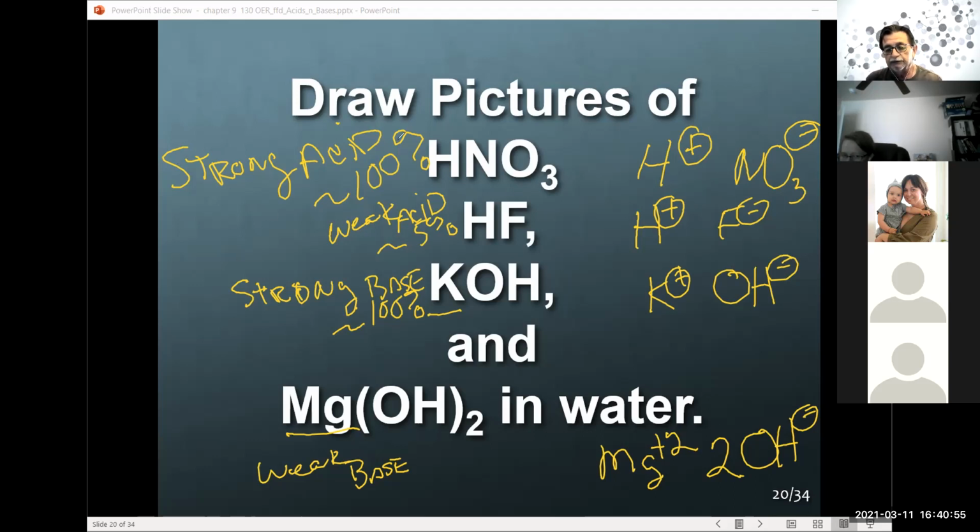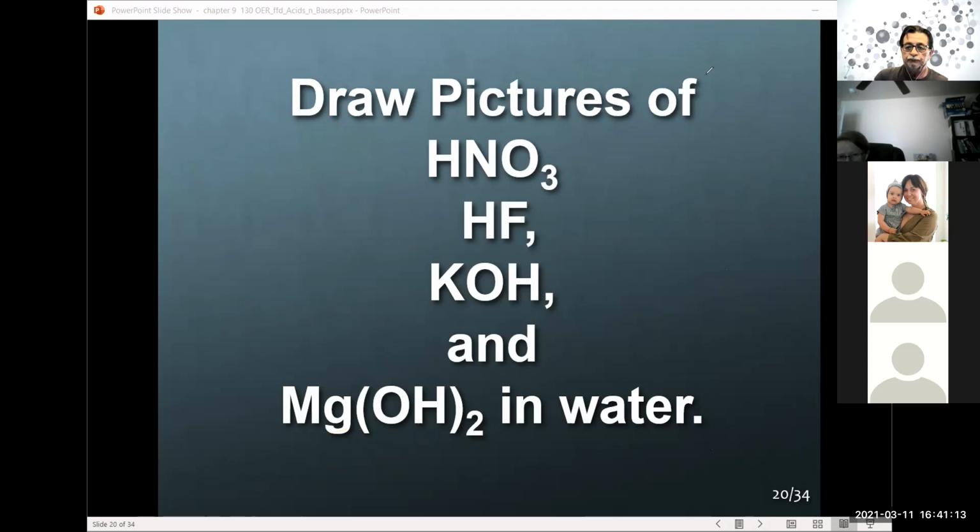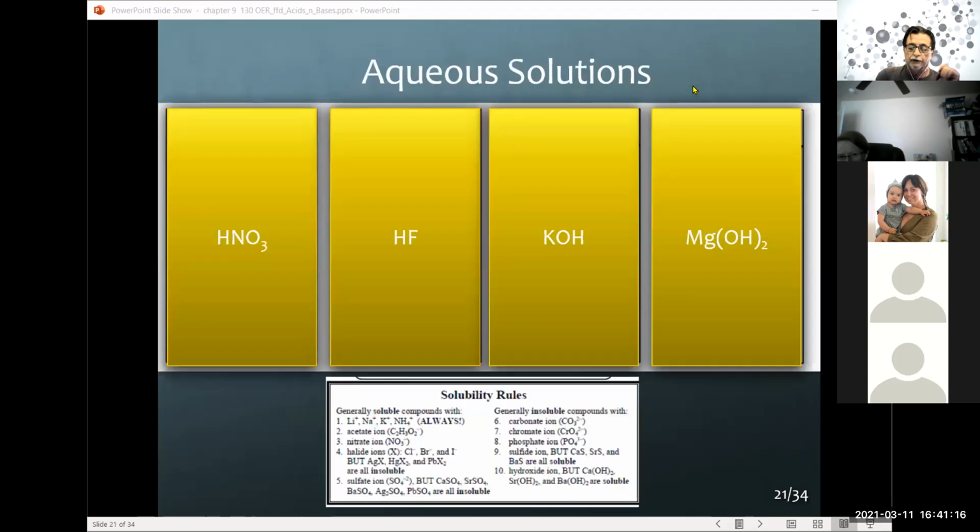Second one to define whether it's strong or weak, because that would tell me if I'm going to have to draw them kept together or separated as ions. Okay, once I know all that information, I can proceed now with drawing the diagrams. So we got this scenario.